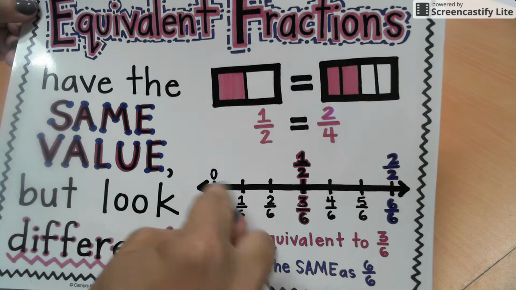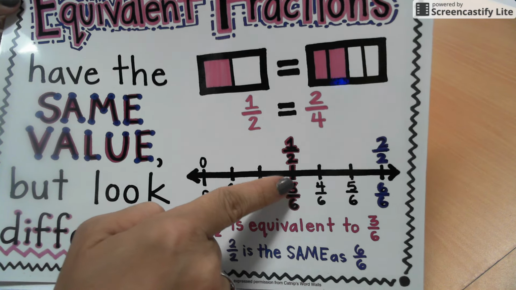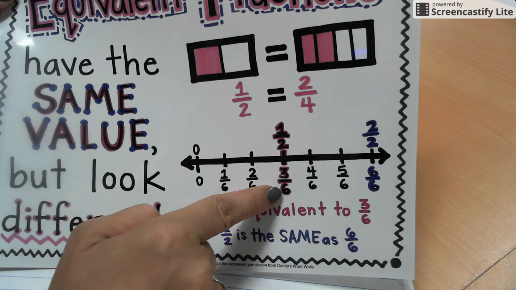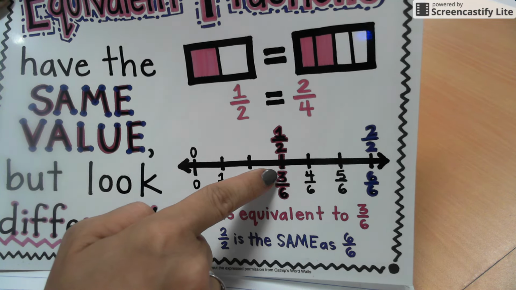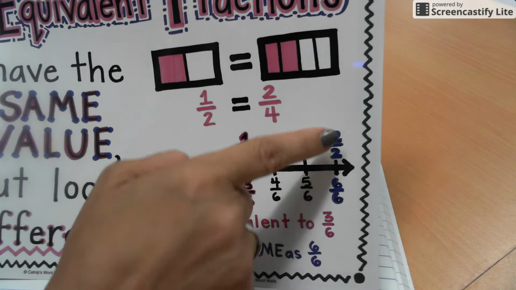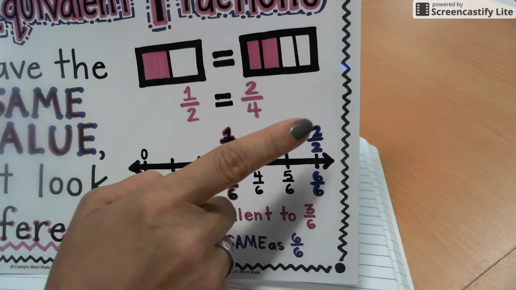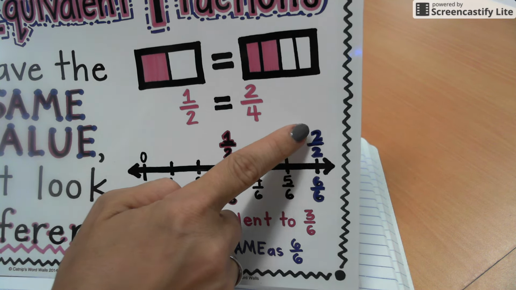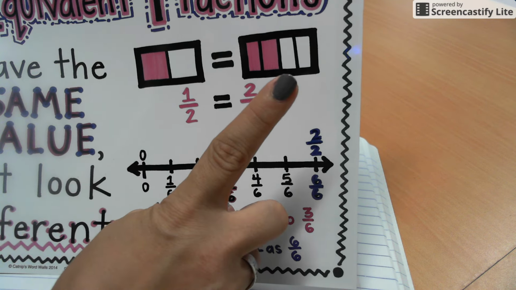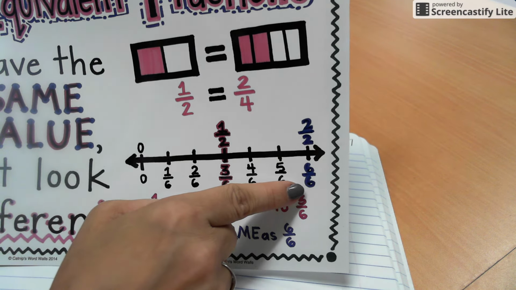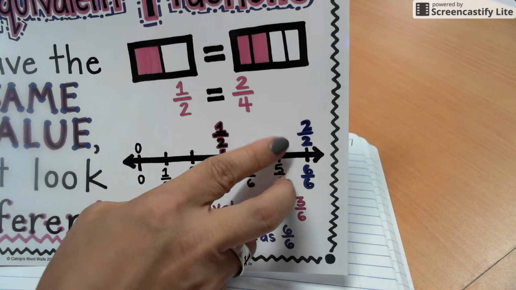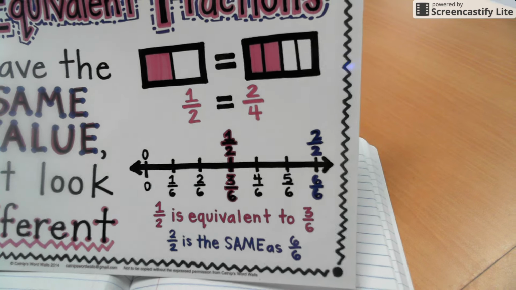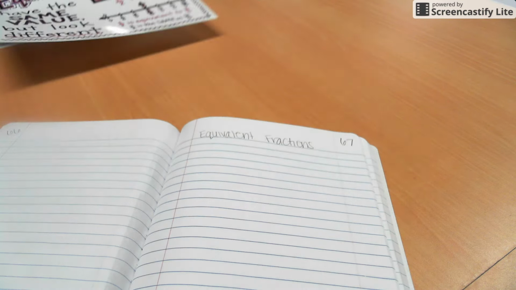So for example, on here, 1/2 and 3/6 are the same, because if I take 6 and divide it in half, it would be 3. Something else that is the same or equivalent is our wholes. I know that 2/2, when the numerator and denominator are the same, is 1 whole. So that means that 6/6 also is 1 whole. They don't look the same, but they represent the same value. They both are 1 whole. So that's what we're going to look at today, equivalent fractions.